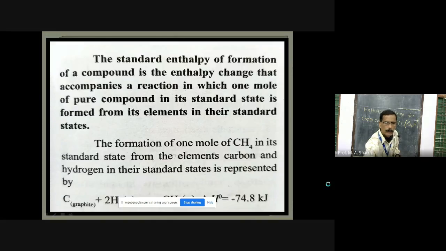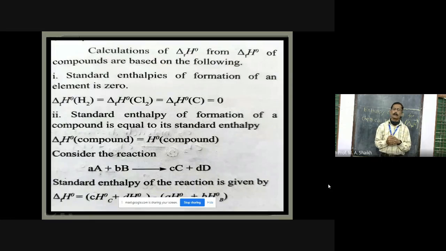Now, see the slide carefully. See the top sentence: calculation of delta H R0. What is delta H R0? Standard enthalpy of reaction. We have to calculate it from delta H F 0, that is standard enthalpy of formation. We can calculate delta H R 0, that is standard enthalpy of reaction, from delta H F 0, that is standard enthalpy of formation, but for that we have to use two rules.